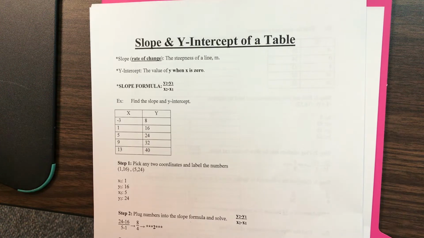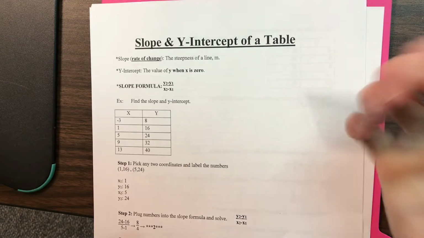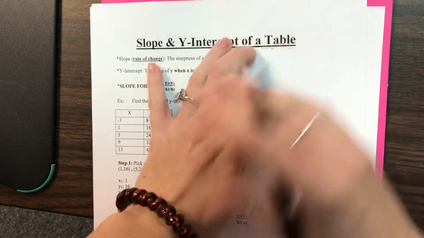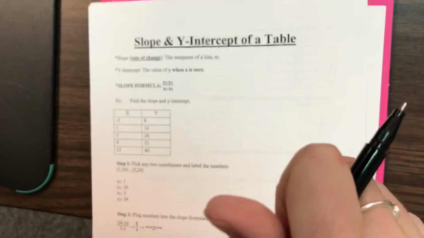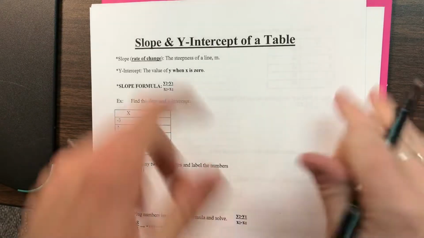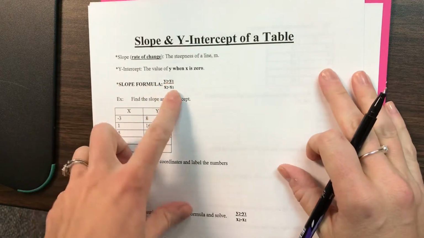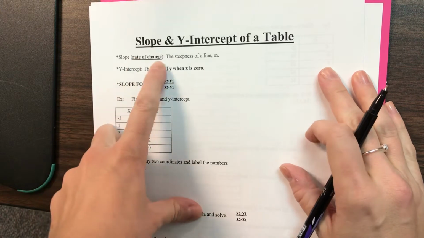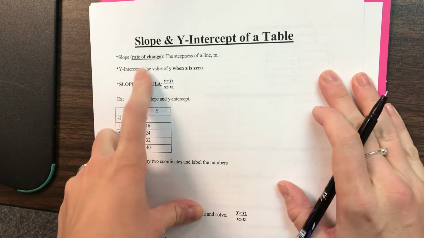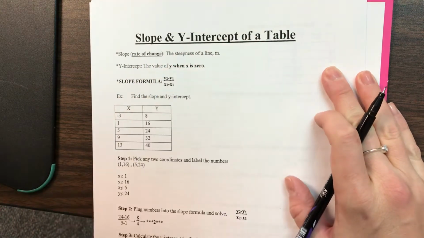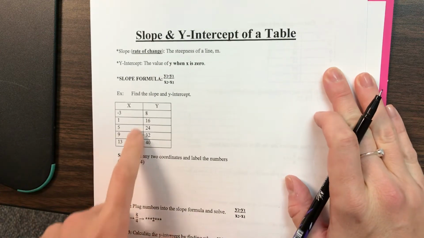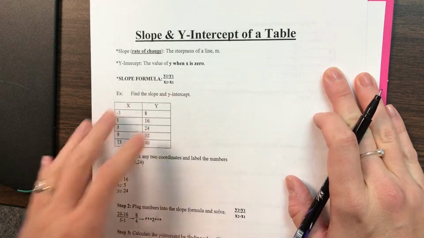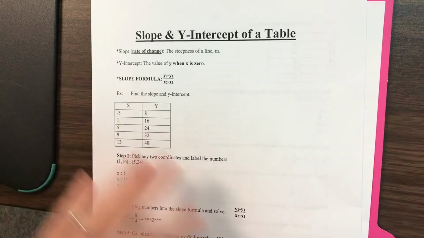Okay, so this is slope and y-intercept continued. This was Thursday's work, Thursday, October 15th. We're still going to be using the same formula to find our slope, or sometimes it's called rate of change. But this time we're just looking at tables, so it's a little bit easier because they give you the numbers. You don't have to find your points on a graph, which helps a lot.